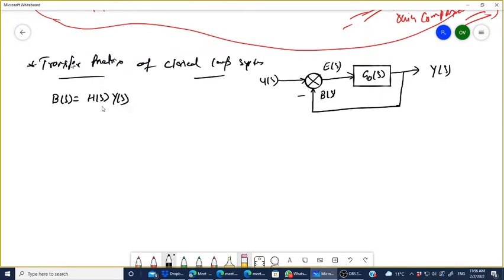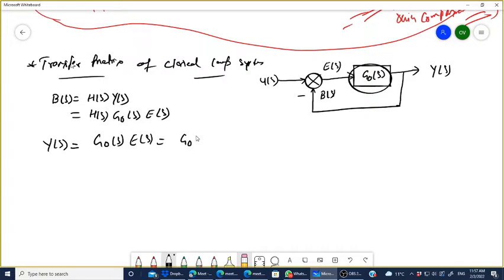Yes or no? And what is YS? Am I audible to all of you? Yes, sir. What is YS? YS is nothing but G naught S into ES into G naught S. Yes, that's right. And hence you can write YS is equal to G naught S into ES, and this ES is written in terms of US minus BS.